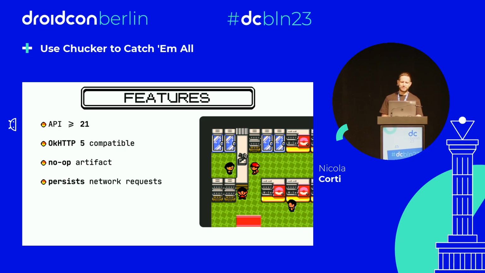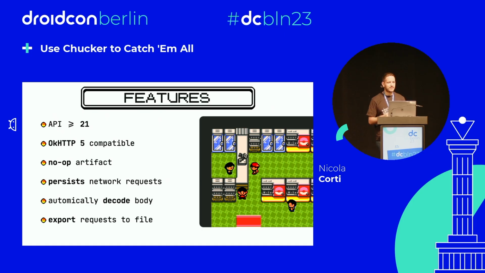The network requests are persisted on disk. It means that if you kill your app and you reopen it and you reopen Chucker, you will see the requests that were fired in the previous sessions. We also automatically decode the body, like if you do compression or whatever, we try to be as smart as possible to display meaningful information to the developer.